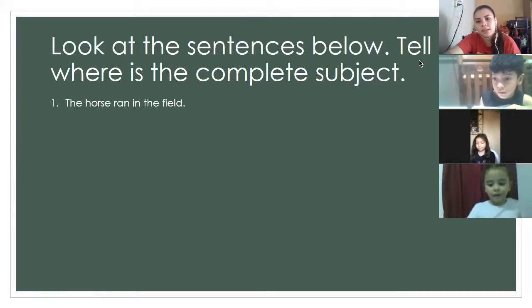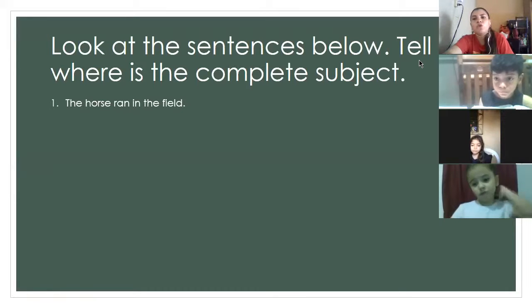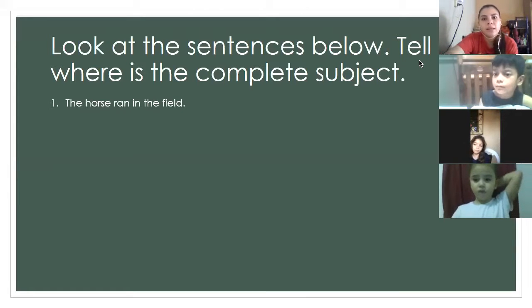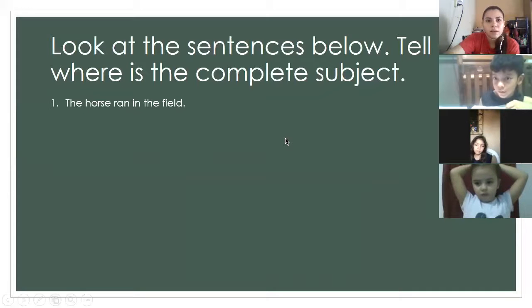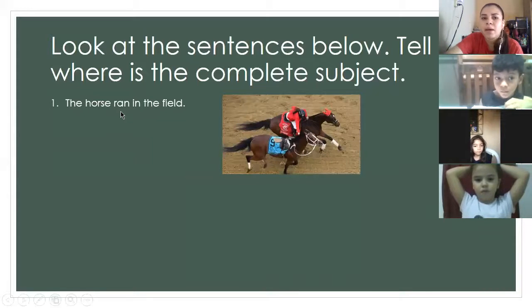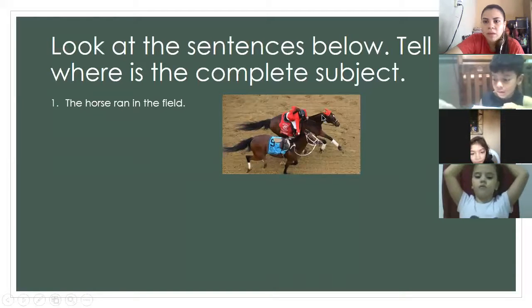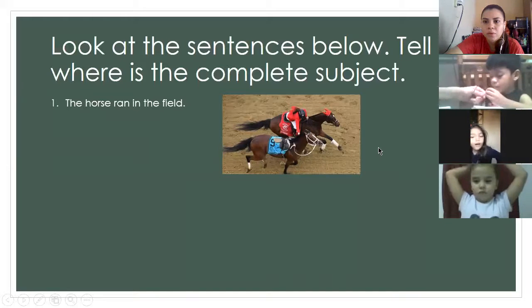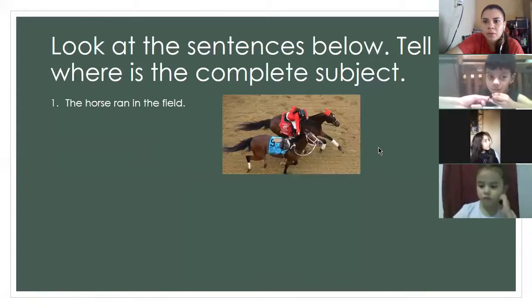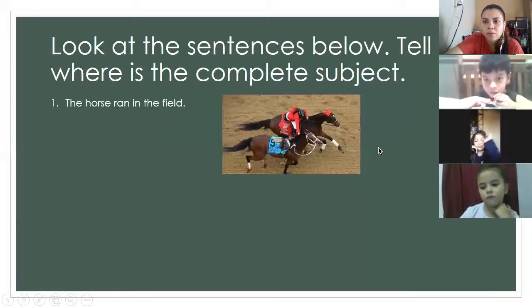Then we have this example, okay? The first one is Fabricio. Fabricio is going to tell me where is the subject in the sentences. Okay, Fabricio, we have sentence number one. And sentence number one says... Fabricio, can you hear me? Yes, but I can't turn on your audio. No puedo encender el audio de Fabricio. No me da.